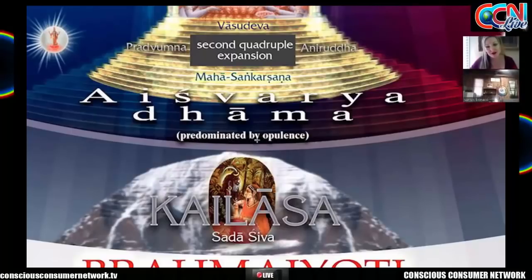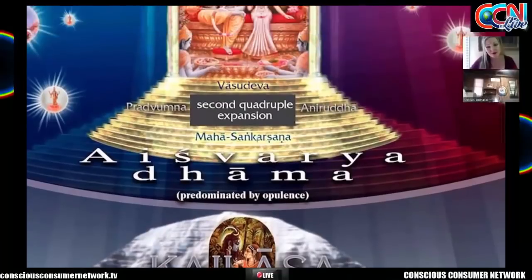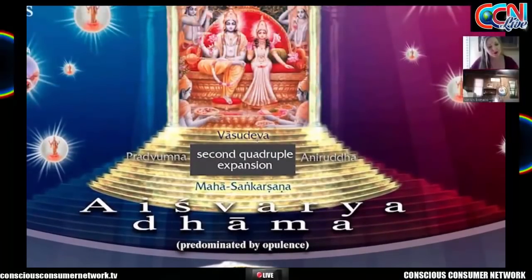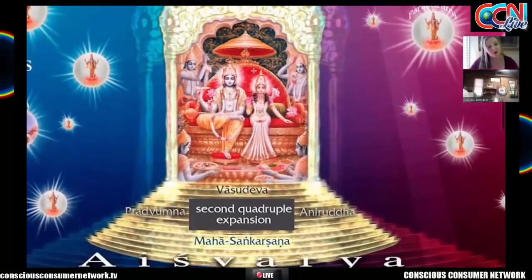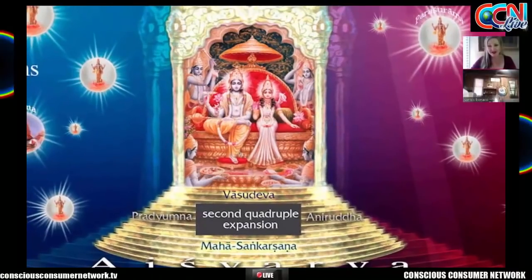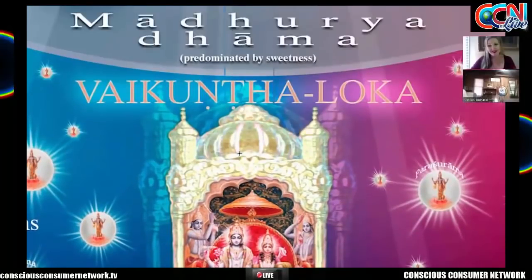predominated by Krishna's opulence, and this is like the throne of God, and this is where people go, like your church, your good churchgoers who want to go beyond the white light and who want to worship God. And so there's a place where you can go, where you can actually worship and be a worshipful being, individual, forever worshiping God in bliss.